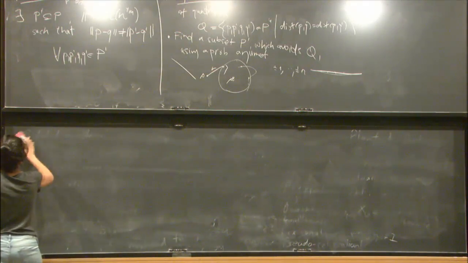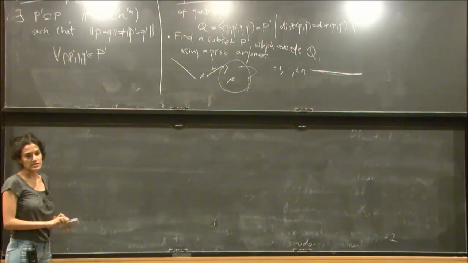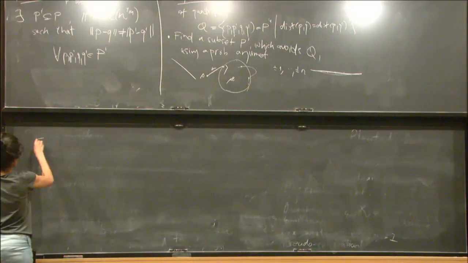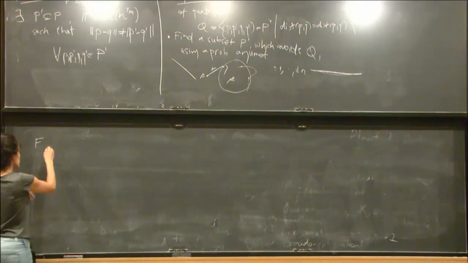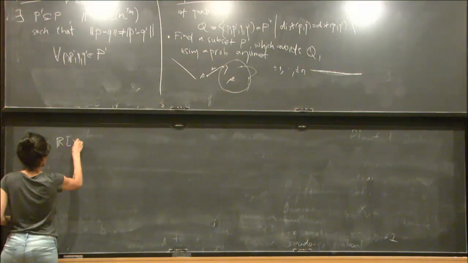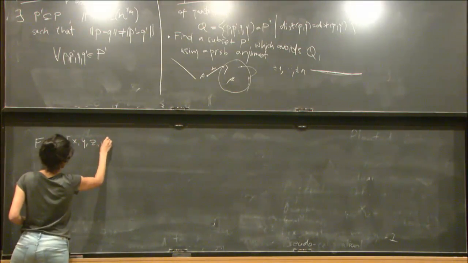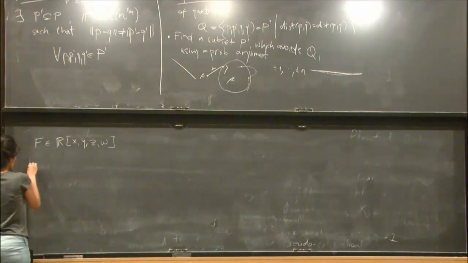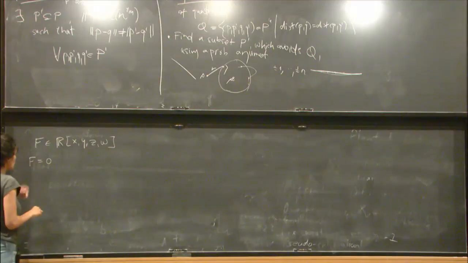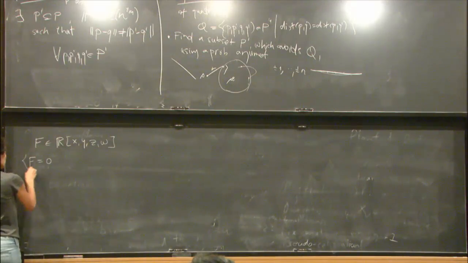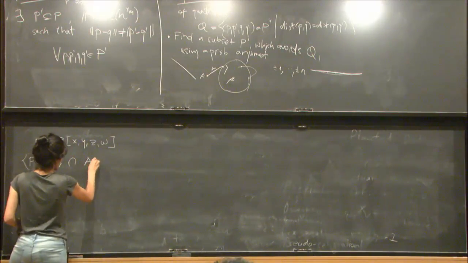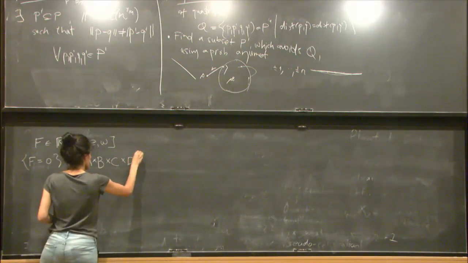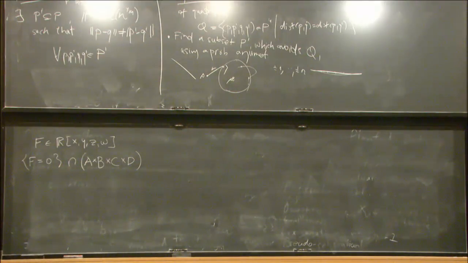First of all, what I want to observe is that this is an instance of a more general problem. What is the more general problem? We have a polynomial over the reals of 4 variables, x, y, z, and w. I claim that this is the same as asking for the size of the intersection of the zero set of such a polynomial with a Cartesian product of 4 distinct subsets of R.